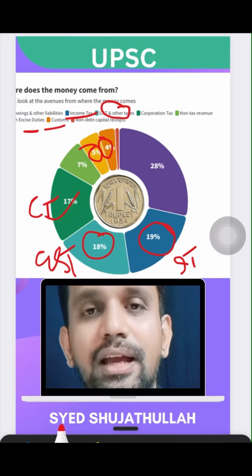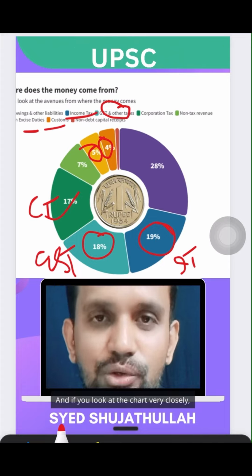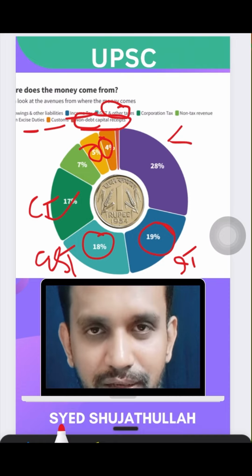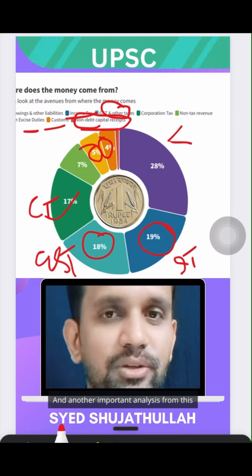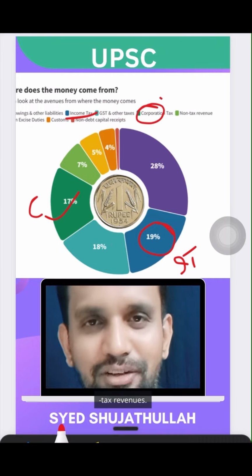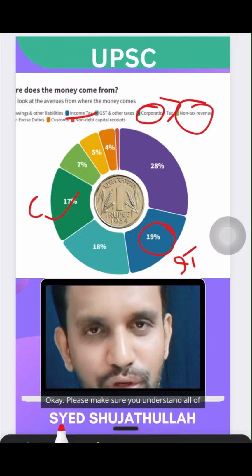Okay, and if you look at the chart very closely, capital receipts are the very least source of revenue to the government. And another important analysis from this chart is tax revenues are always greater than non-tax revenues. Okay, please make sure you understand all.